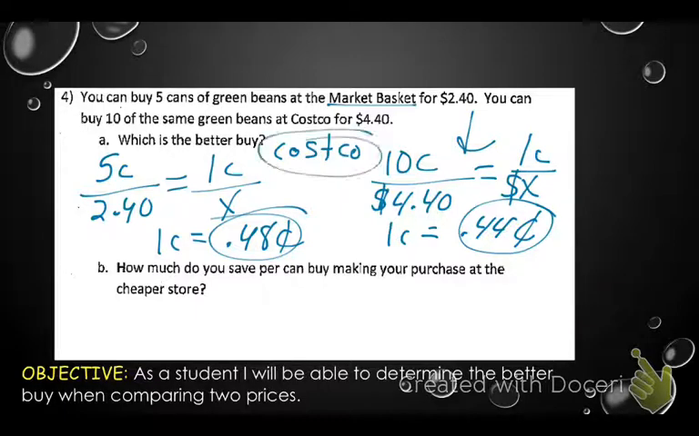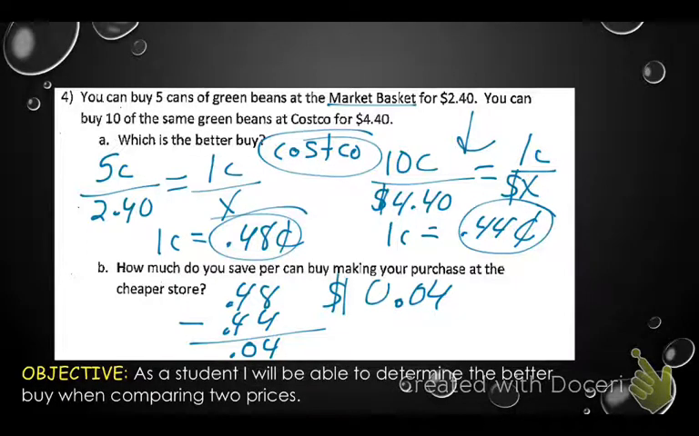Okay, go ahead and circle around it. That's the better buy. And then it says, how much do you save per can? Well, you find the difference between 48 and 44. Make sure you show your work. Okay, got to get your points. 4 cents. Wow, that's 4 cents. Okay, so that's how much you save per can. So save per can. And that's it. There you go. Sorry you can't see that very well.